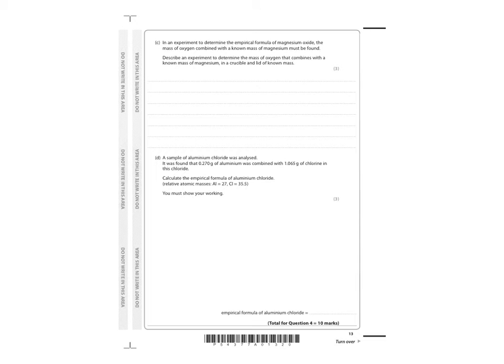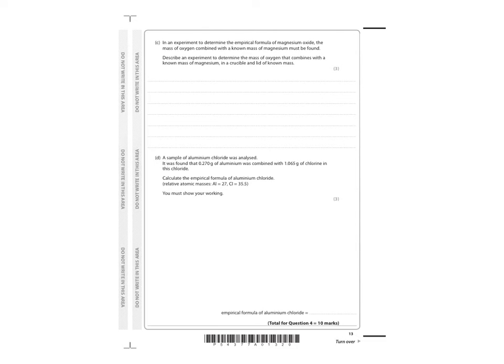Part C says, in an experiment to determine the empirical formula of magnesium oxide, the mass of oxygen combined with a known mass of magnesium must be found. Describe an experiment to determine the mass of oxygen that combines with a known mass of magnesium in a crucible and lid of known mass.